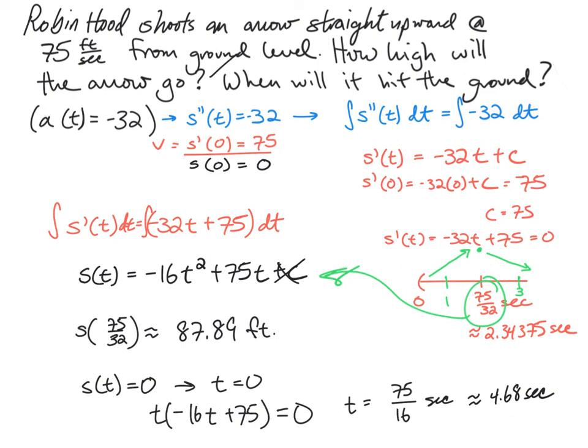And since we had a perfectly balanced arrow shot here from Robin Hood, it started out 0 feet off the ground, it ended up 0 feet off the ground, it topped out at this. You'll notice that this is exactly twice as big as this, so that's just another way to think about it.